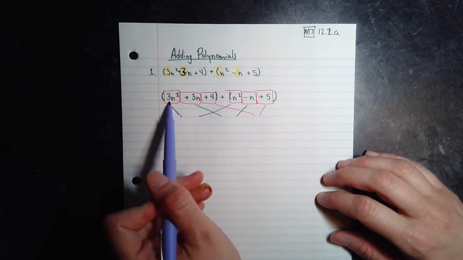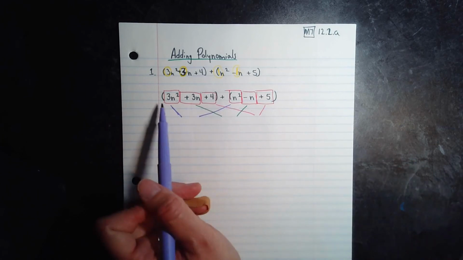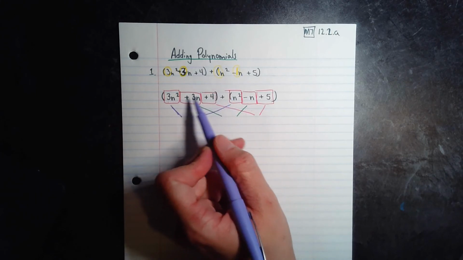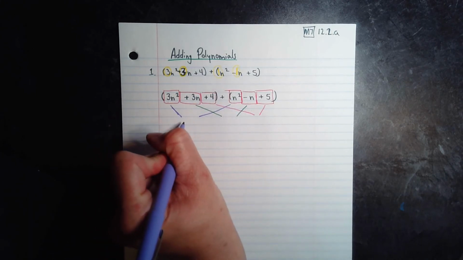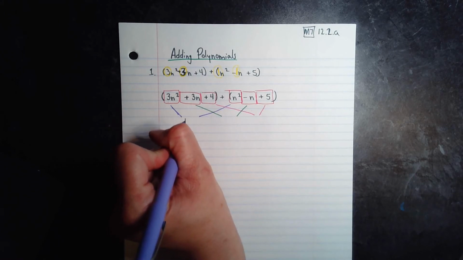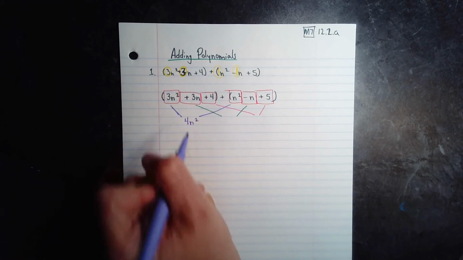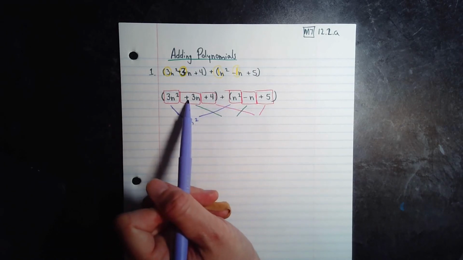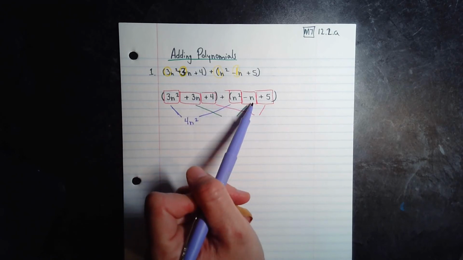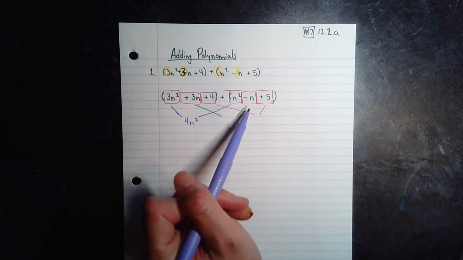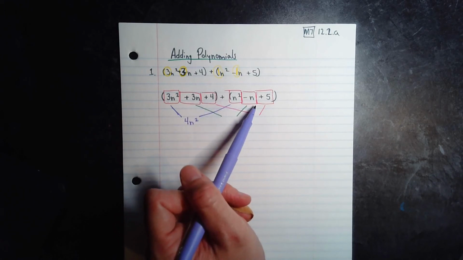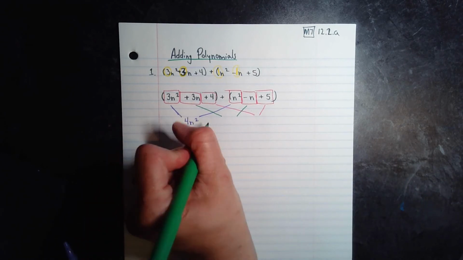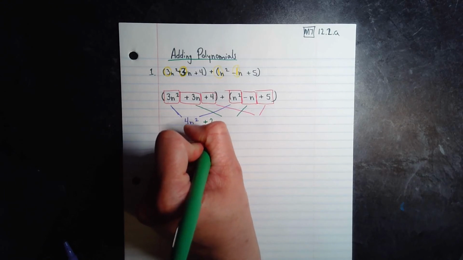So we have 3n squared and we have n squared. They're both positive, so they're going to be added together. And this one has that understood 1 in the front. So it's like 3n squared plus 1n squared would give us 4n squared. And then we're going to add together the n's now, 3n and negative n. So we have a positive 3n and a negative n. Remember, there's an understood 1 in front of this one. So it's like saying 3n minus 1n. So that would be 2n. And it's positive because it's a plus 2n.